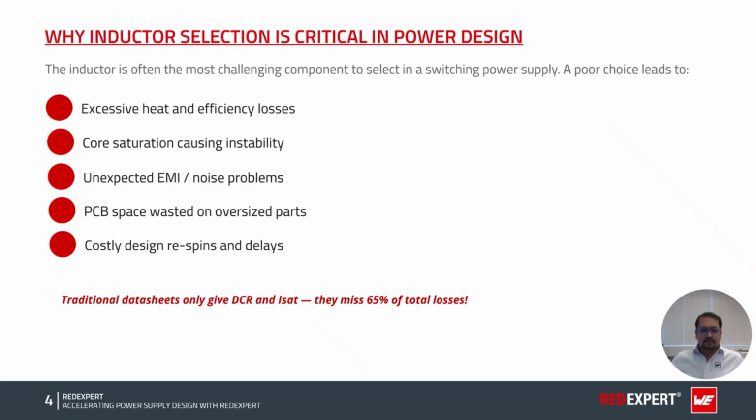And here you can see the key insight. The traditional data sheets only give us DCR and I saturation, but these two parameters represent only about 35% of the total loss picture. The remaining 65%, like the AC core losses and the AC winding losses, are simply not in the data sheet, and you can't see them and you can't calculate them with a standard Steinmetz approach under real switching conditions. So this is the fundamental gap that REDEXPERT was designed to close.